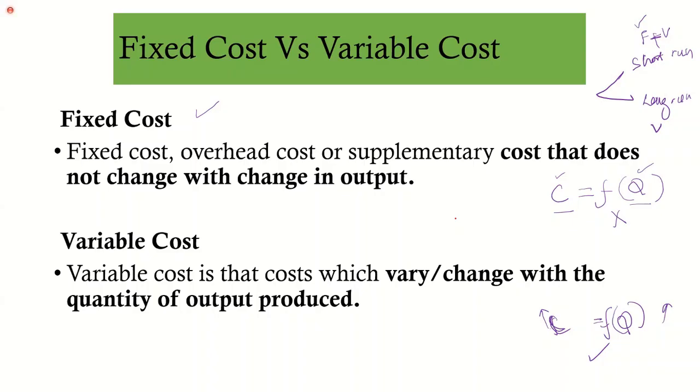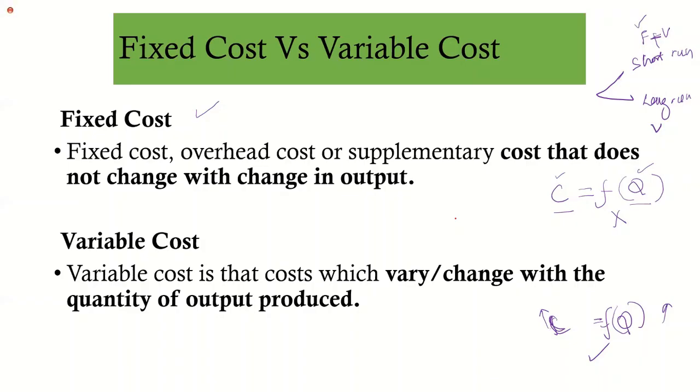Right, so when it comes to cost, we can talk about two types: fixed cost and variable cost. These two terms should ring a bell, because we discussed fixed resources and variable resources. So the costs derived from these resources are categorized as fixed cost and variable cost. Fixed costs are overhead or supplementary costs that do not change with the change in output. Variable cost is that cost which varies or changes with the quantity of output produced.